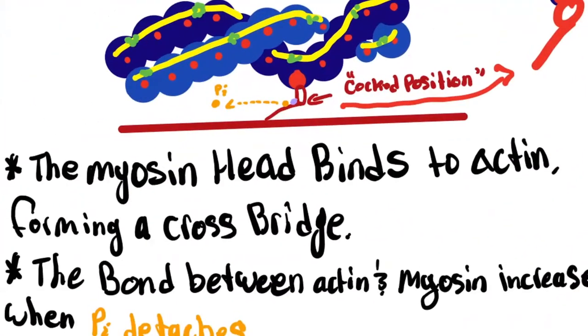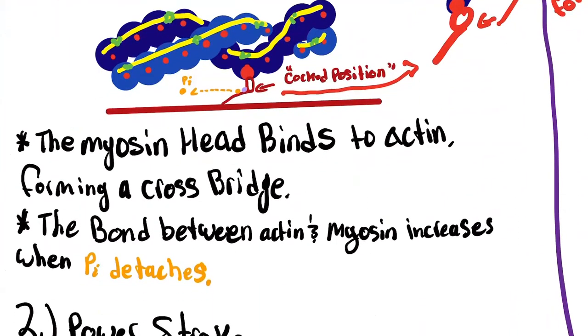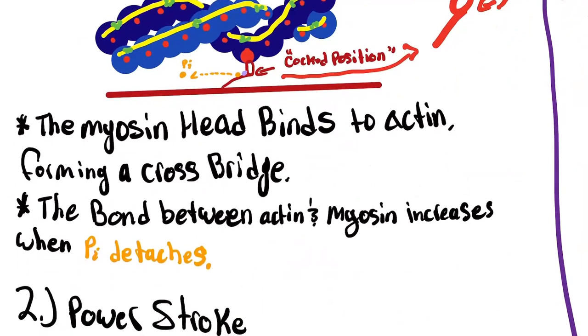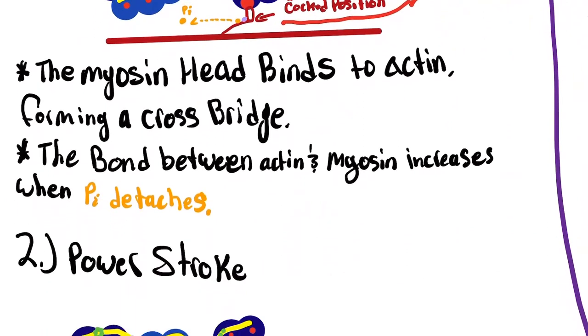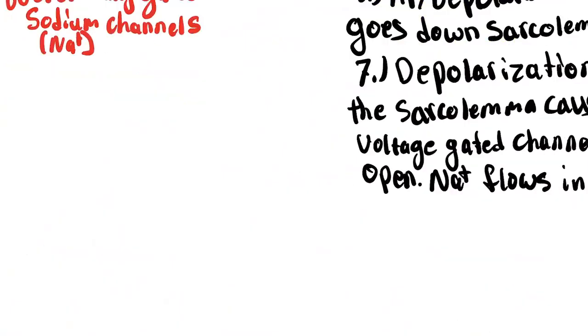Then in this step, the phosphate is going to detach from the myosin head, and in doing so, that's going to create a stronger bond between the myosin and the actin. And then second, you have the power stroke.